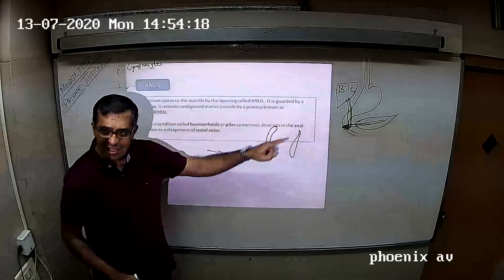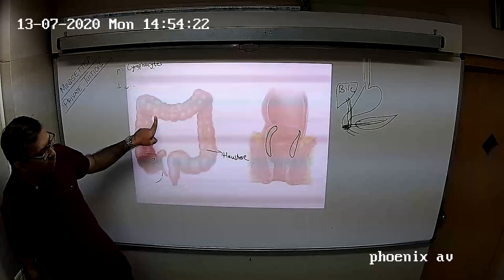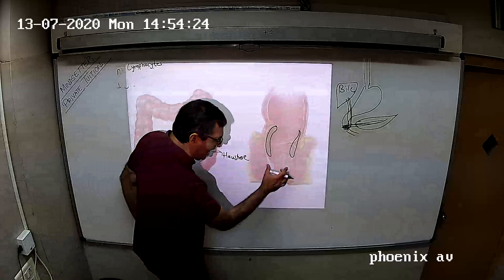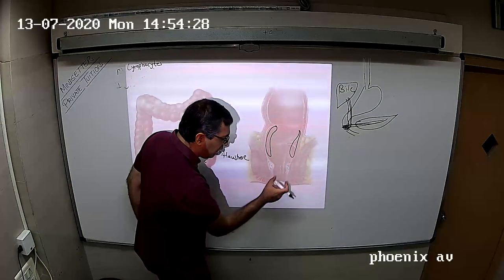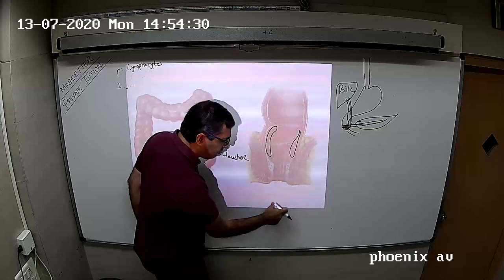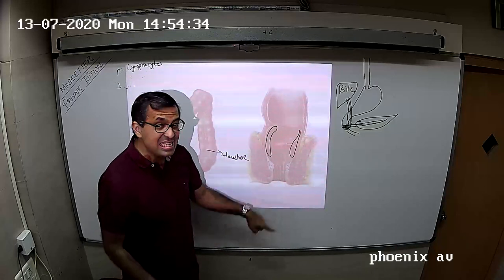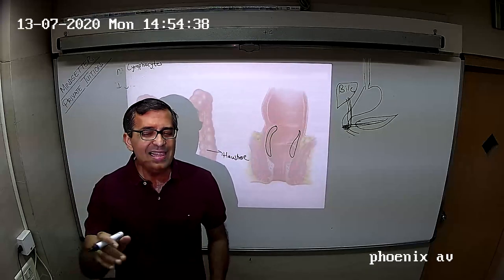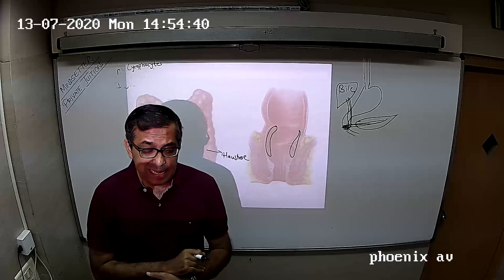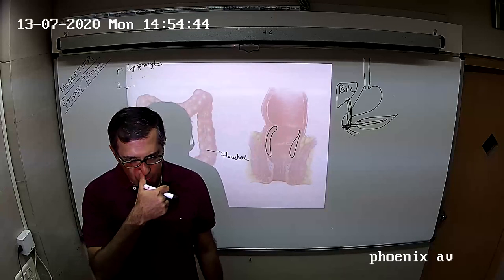It removes undigested part outside by a process called as defecation. So, this is anus and here is a sphincter. The sphincter guards the opening of the large intestine to the outside, helps in the process called as defecation. Just with that, we have analyzed the entire digestive tract, and I have some nice things to tell you before we end the lecture.